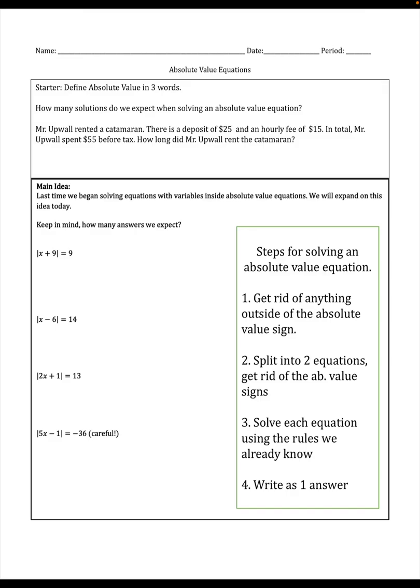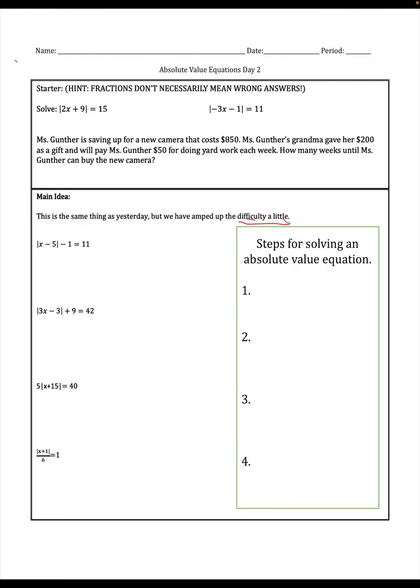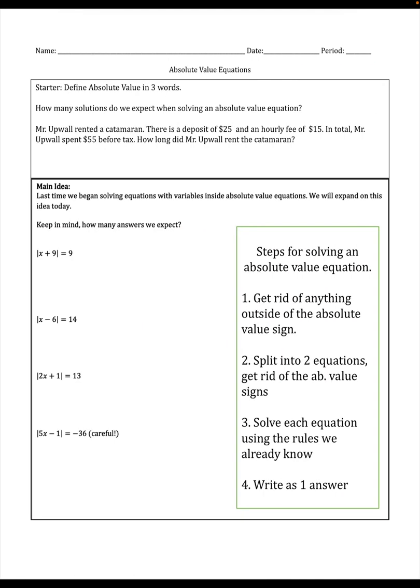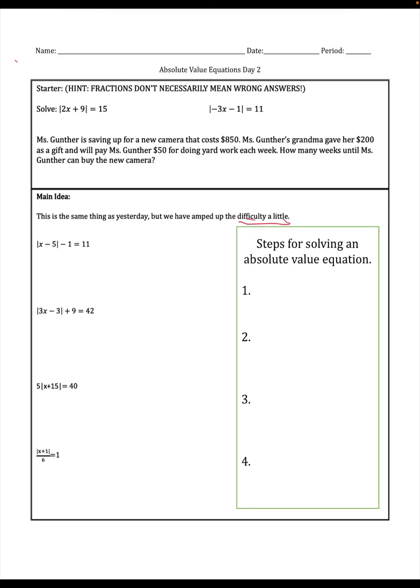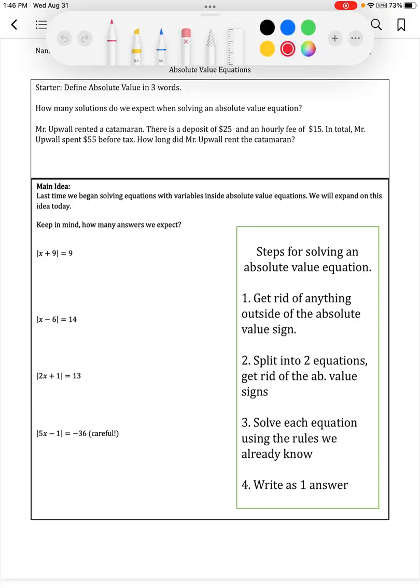I'm going to go ahead and make absolute value equations and absolute value equations day 2 in the same video. I know this is over 2 different days, however, they're very related topics, so I'm just going to go ahead and do it in the same video to save a little bit of time for me. So let's go ahead and talk about absolute value equations. We're going to do some of the starter today because it is relevant.